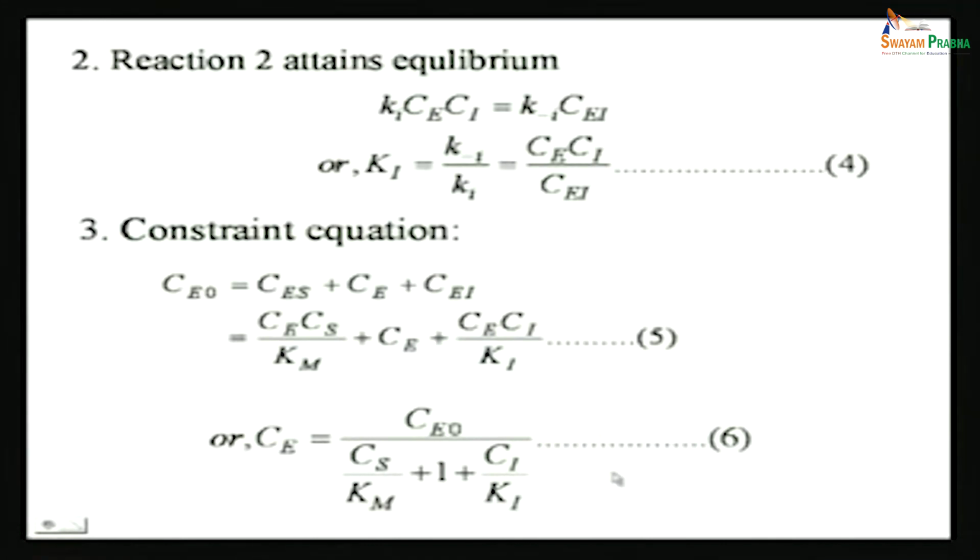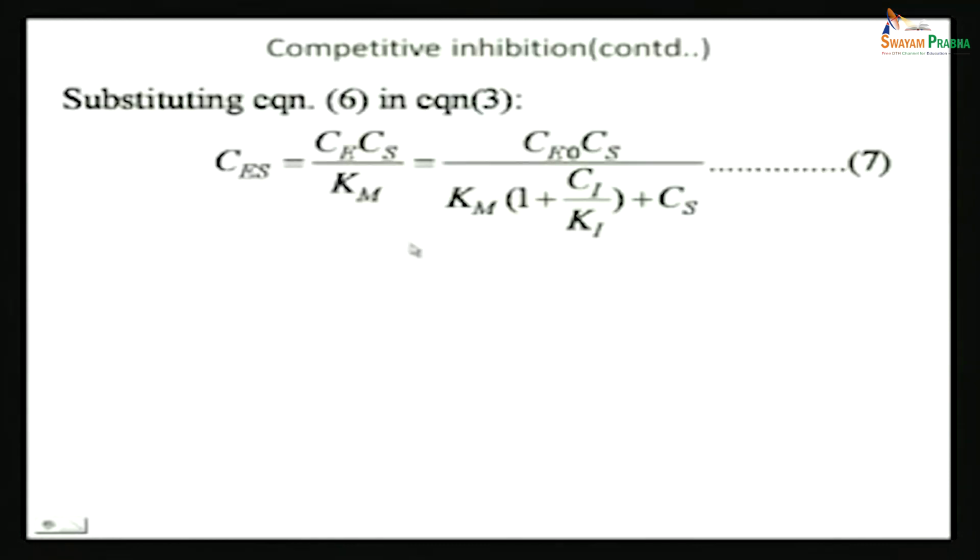Done. So CE is now expressed in terms of CE naught, CS and CI. Once I have done that, my CES equals CE times CS over Km. This is from the quasi steady state I got. Now I can replace my CE by CE naught and that function over here. So what I get is CE naught CS divided by Km times (1 plus Ci over Ki) plus Cs.